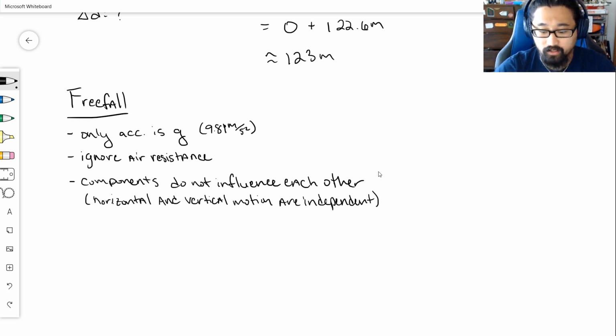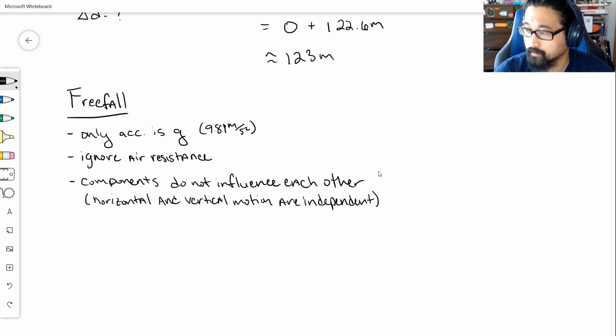Alright, when things are falling, and I say falling, I mean anything that gets dropped or tossed or thrown or launched, so long as it doesn't have an engine or wings. A bird is typically not an object that would be in free fall. So if I took a ball and threw it like this, technically it would be in free fall. We'd call it a projectile, to be a little more exact.